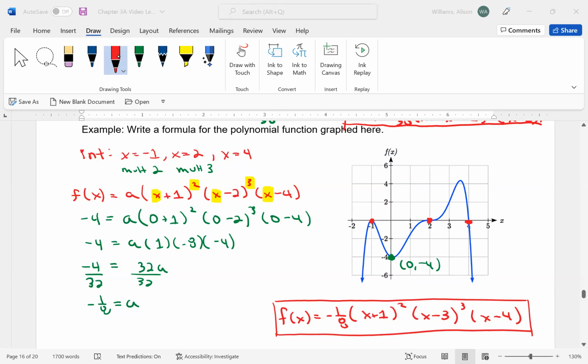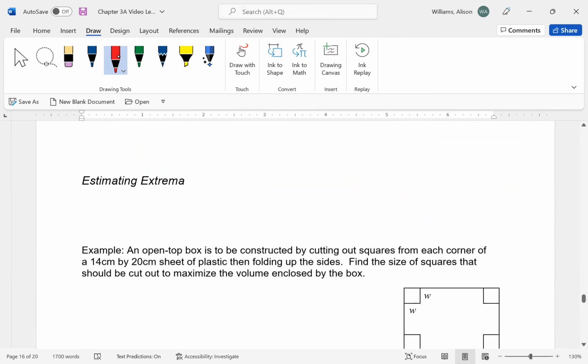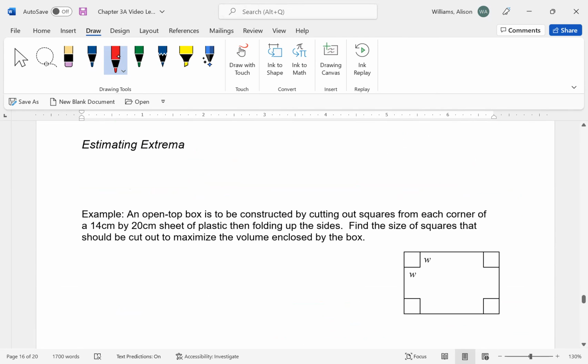So the last thing I'm going to talk about for polynomials here is estimating what we're going to call extrema. Extrema is the mathematical term for highs and lows or extremes. But really we're thinking of that as maximum points and minimum points. And we've seen this when we talked about maximum values or minimum values of parabolas. So we've been calling extrema turning points.